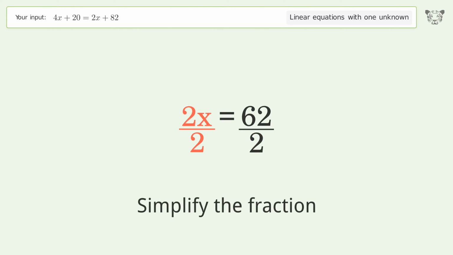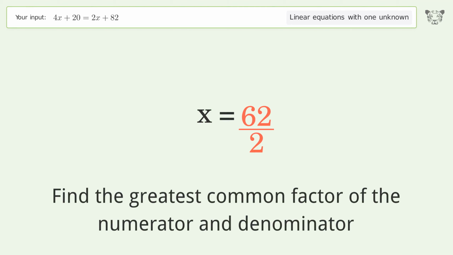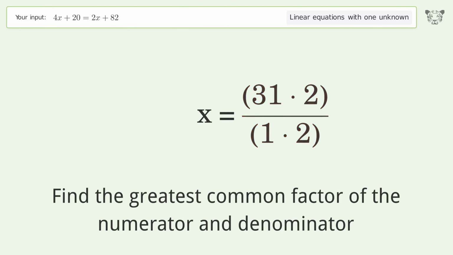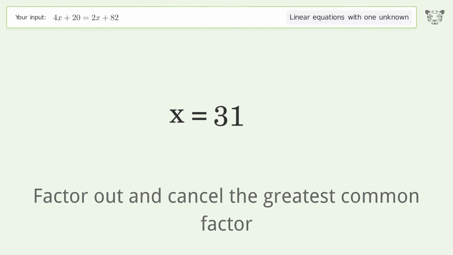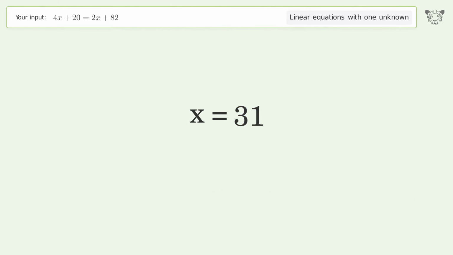Simplify the fraction. Find the greatest common factor of the numerator and denominator. Factor out and cancel the greatest common factor. And so the final result is x equals 31.